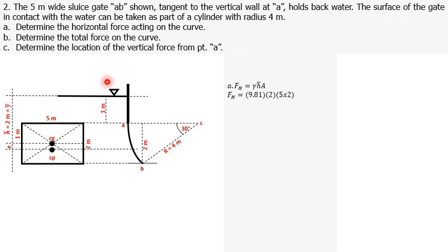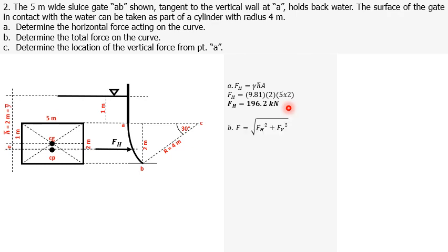So we're ready to solve for FH, which is equal to gamma of water, 9.81 kilonewtons per cubic meter, and our h bar is 2 meters, and the area of the projected rectangle is base times height, wherein our base is 5 meters, our height is 2 meters. FH is equal to 196.2 kilonewtons. If we illustrate that in the figure, this is FH.